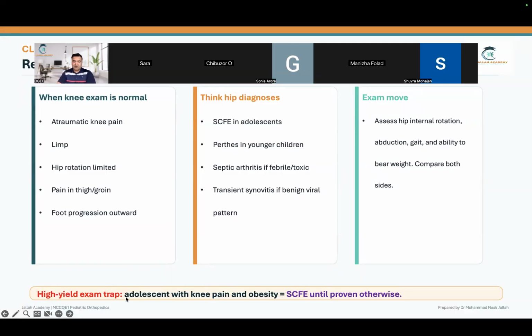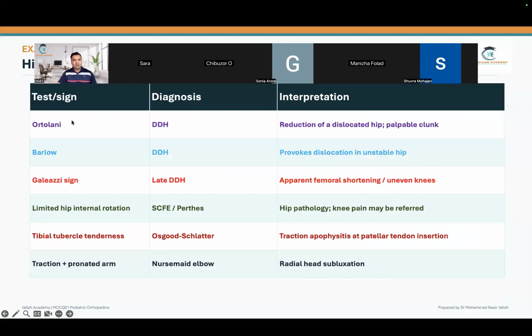High yield exam traps: adolescent with knee pain and obesity is slipped capital femoral epiphysis until proven otherwise. Very commonly tested. Please remember: adolescent, knee, hip, thigh pain, obesity is slipped capital femoral epiphysis until proven otherwise.